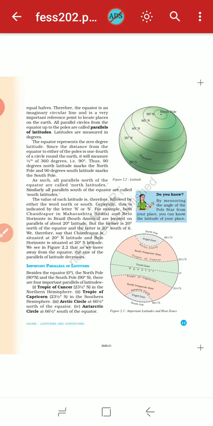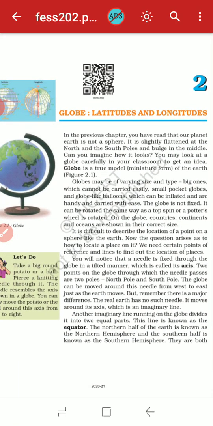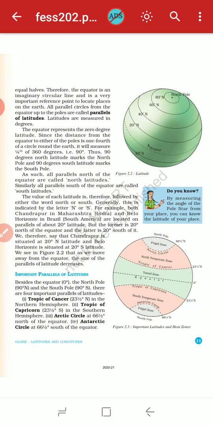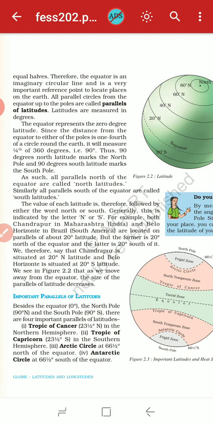Now, as you know, yesterday we studied latitudes and the globe, why it is important, and the axis and equator. So today, let's see what the next paragraph says. The equator represents 0 degree latitude, since the distance from the equator to the pole is 1/4 of the circle, and the full measurement of a circle is 360.